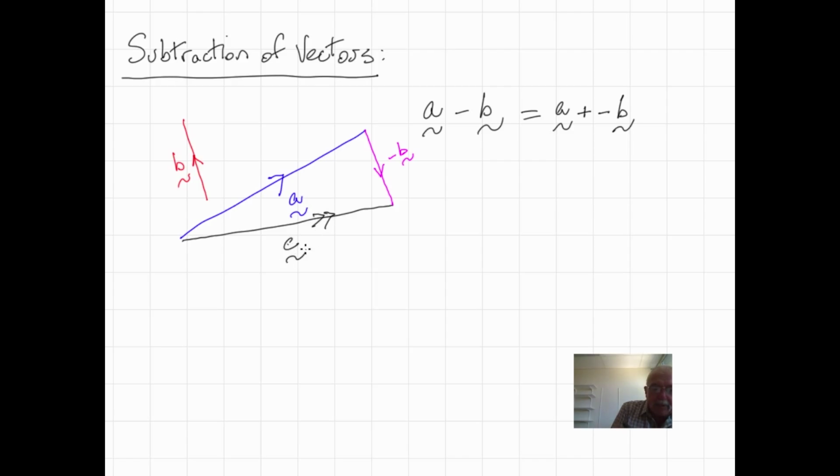And we could call that vector C. So that's all that's involved with subtraction of vectors: just add the negative.